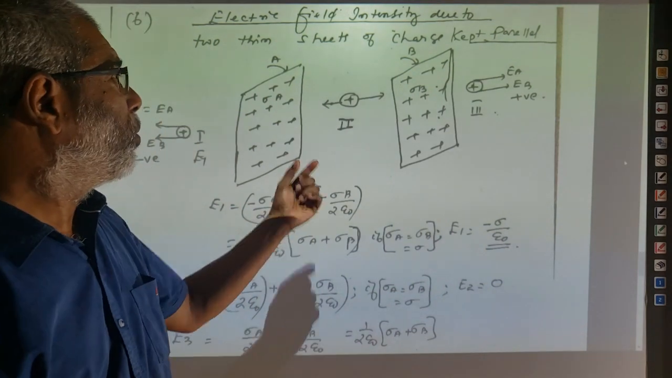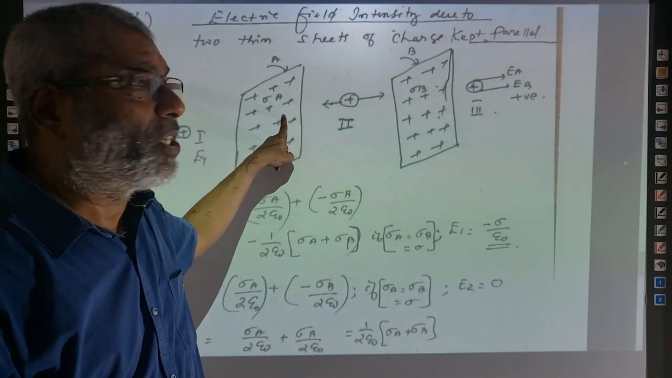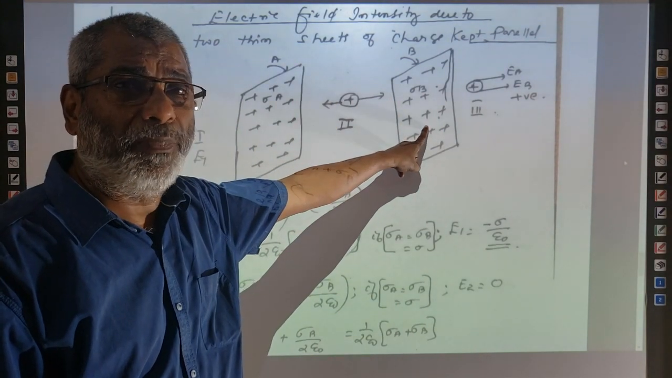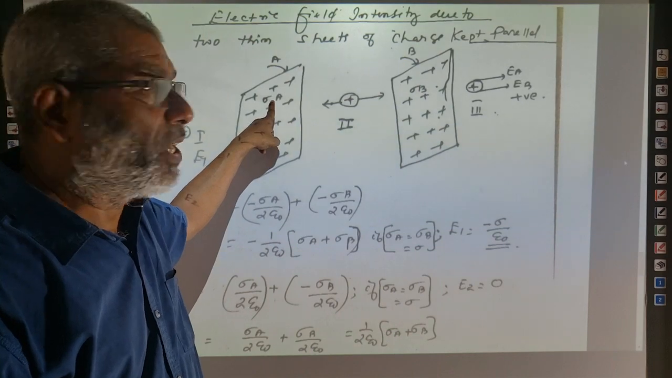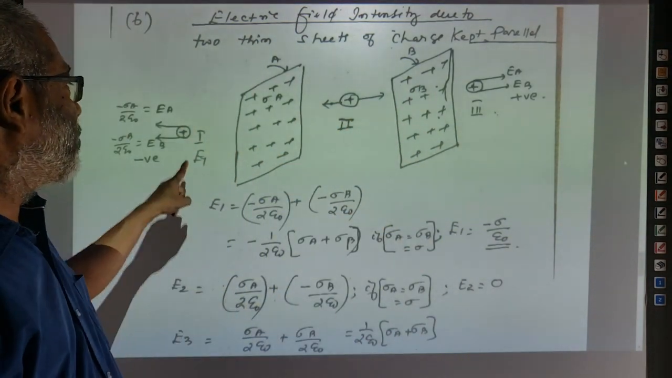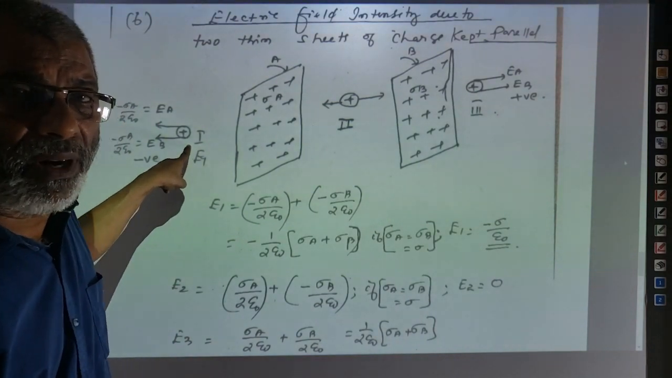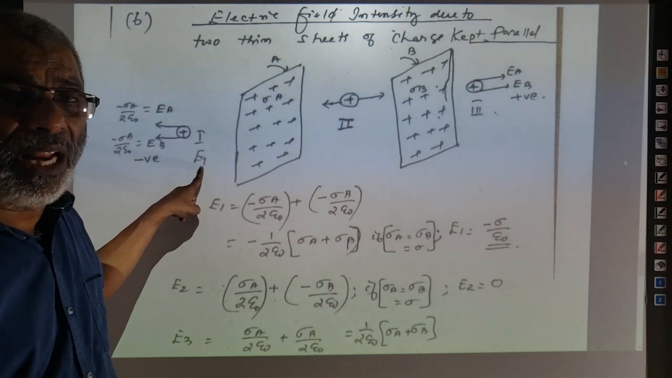Here the figure shows two thin sheets. This is charged positively, this also is charged positively. Here the surface charge density is sigma A, positive charge. Here the surface charge density is sigma B. So we wish to calculate the intensity of electric field at region 1. That means we have to calculate E1.